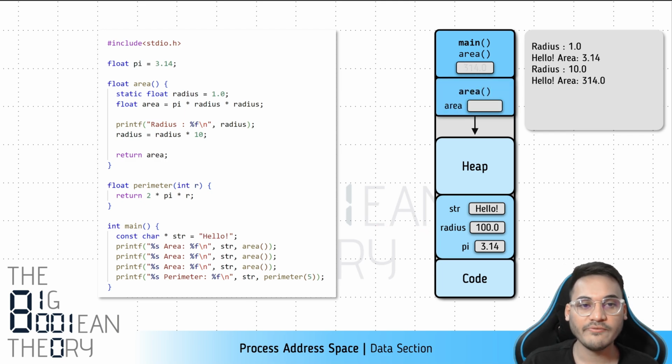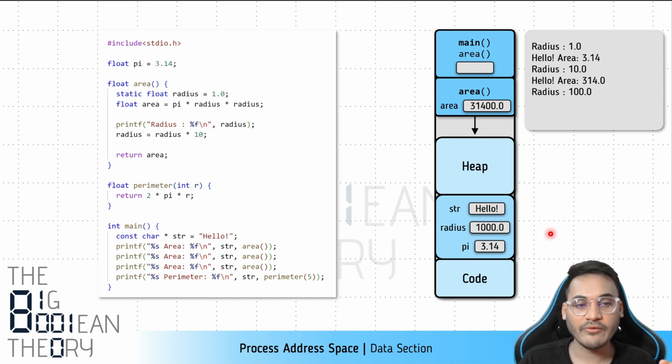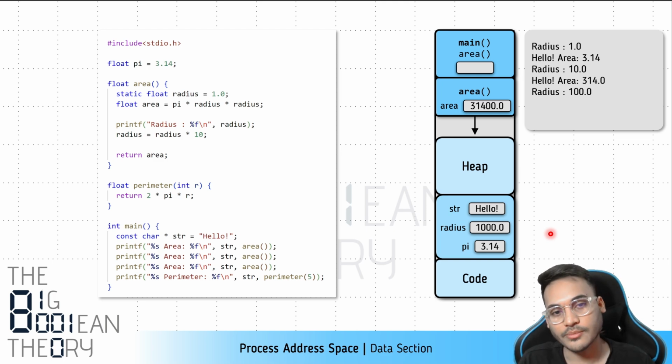So now let's make the function call to area once again. The area which will be calculated as 3.14 into 100 into 100, which is 31,400.0, right? Then we'll print the value of radius, which is 100, and we will again multiply the value by 10, and now the radius will become 1000, right? With every function call, the value of radius is changing and the area that we're calculating is different, right?